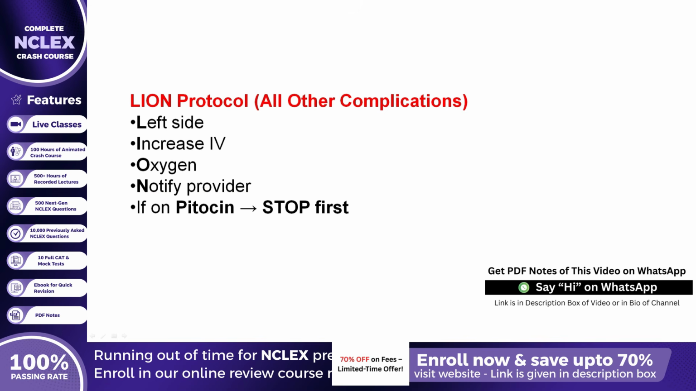To finish this section, let us review the LION protocol, which is used for all other complications. The first step is to turn the client to the left side, promoting optimal perfusion. The next step is to increase the intravenous infusion to support circulation. Then we provide oxygen to improve fetal and maternal oxygenation. After that, we notify the provider so further intervention can occur.